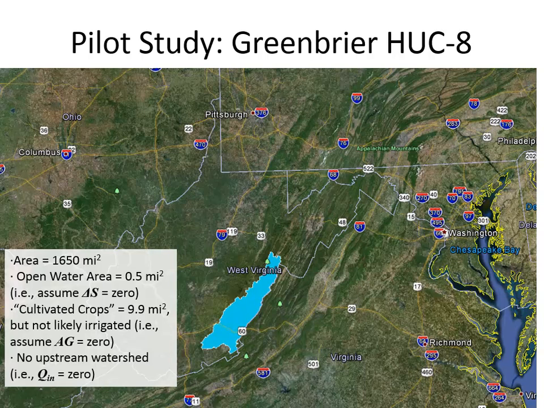that's used to describe the very large watersheds within a state, or sometimes these watershed boundaries cross states. And you can see here that the Greenbrier HUC 8 watershed has an area of 1,650 square miles, and so it's one of the largest in the state. There are about 32, I think, HUC 8 watersheds inside of West Virginia.